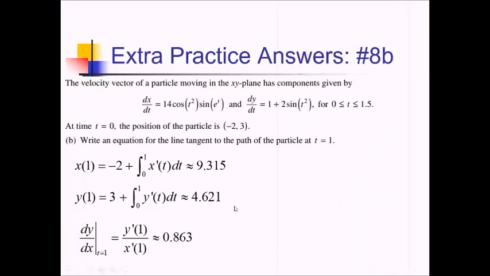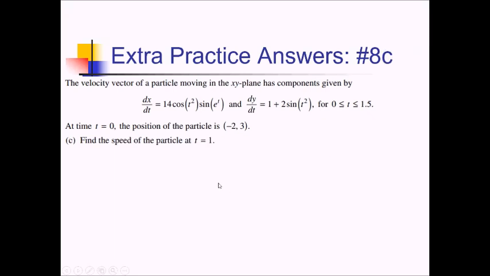So I've got everything I need. I'm just going to put this in point slope form now. So I have y minus the y value about 4.621 equals my slope of 0.863 times x minus my x value of 9.315. And there's my tangent line.